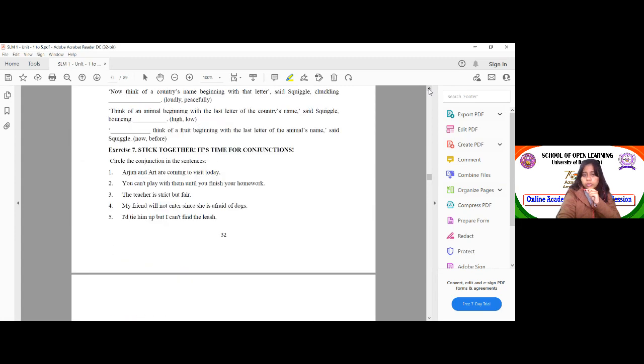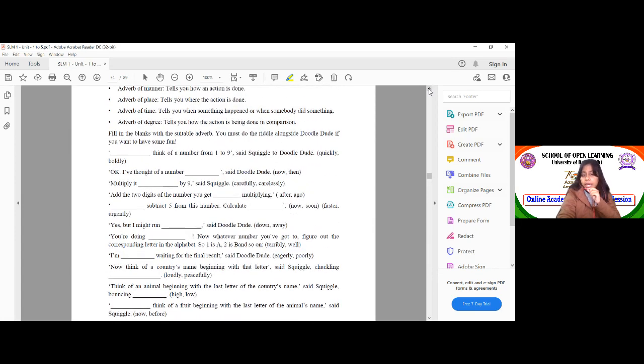but we are going to do two others now, which is adverbs. So I told you what an adverb is. It adds more information to the verb or the adjective. So say, for example, this sentence: Dash, think of a number 1 to 9, said Squiggle to Doodle Dude. You have to write either quickly or boldly. What do you think is the adverb?